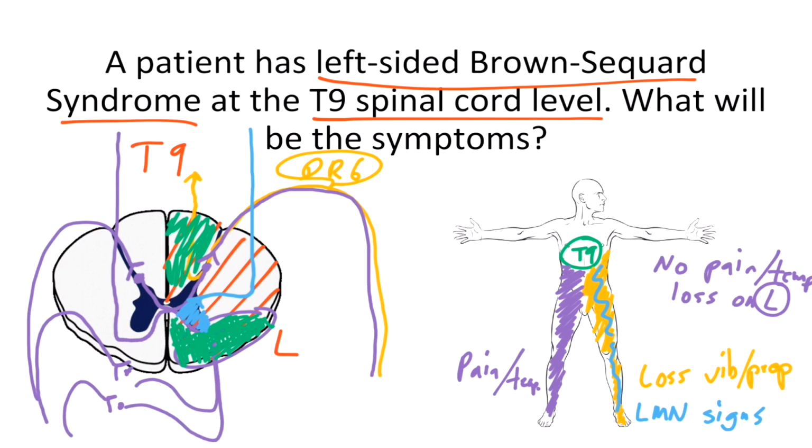And actually, since this portion of the spinal cord is damaged as well, you're going to get upper motor neuron signs below this level. So this patient would actually demonstrate upper motor neuron signs below the T9 level as well. And that concludes this section.